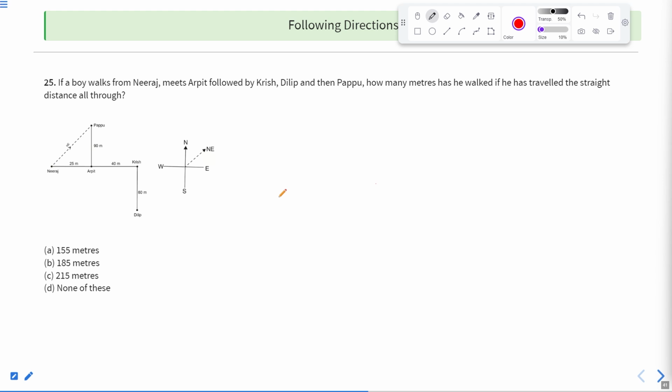Question 25. If a boy walks from Neeraj to Arpit, that's 25. Then Arpit to Krish, Krish to Dilip, then to Pappu. If he's going to Pappu, then that is again 90. He would have to do 60 again if he travels the straight distance all through.